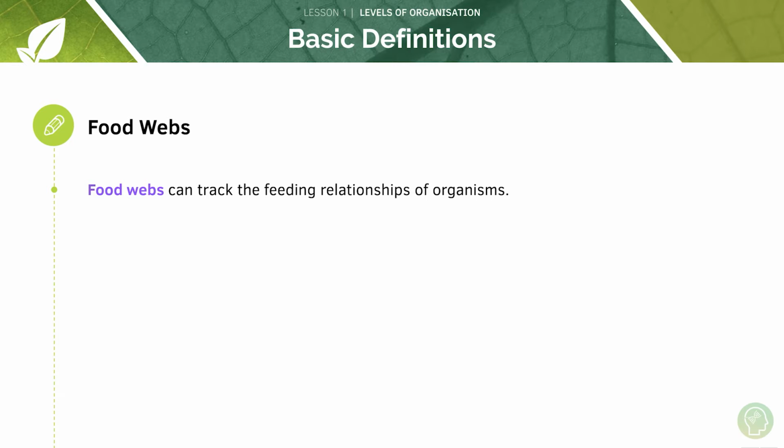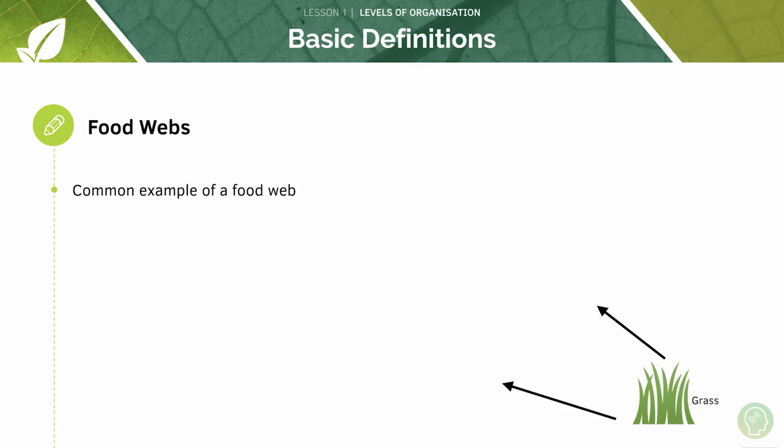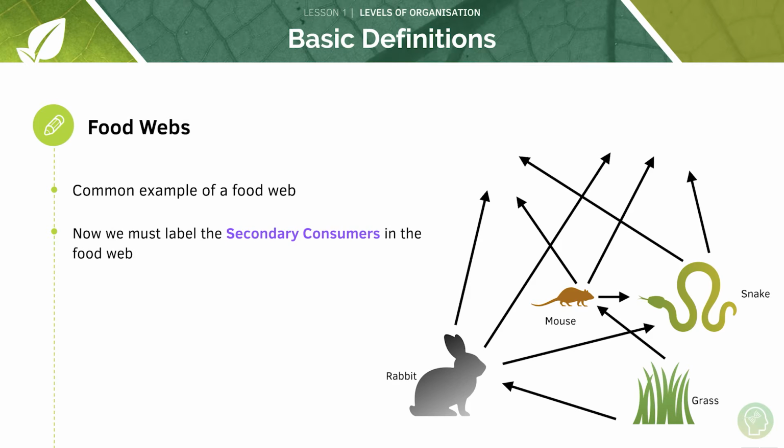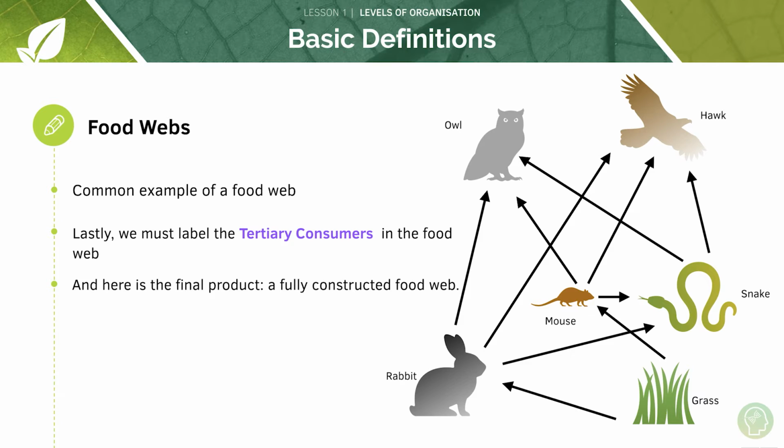Now, food webs can track the feeding relationships of organisms. So let's have a look. So we have our producer here, which is our grass, so we label that up first. Next, we must label the primary consumers in the food web. So these are the organisms that consume the producer. So we have rabbits and mice here. Next, we label the secondary consumers in the food web, so the snake. And next, the tertiary consumers in the food web, so the owl and the hawk. And this is the final product, a fully constructed food web.